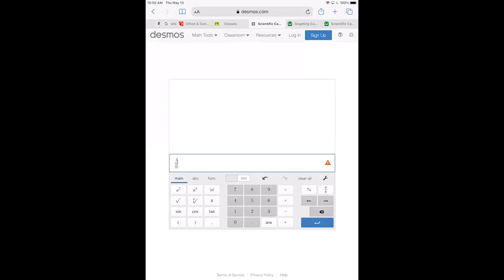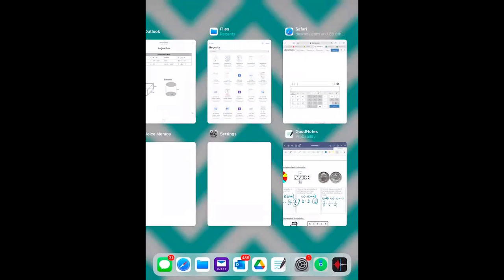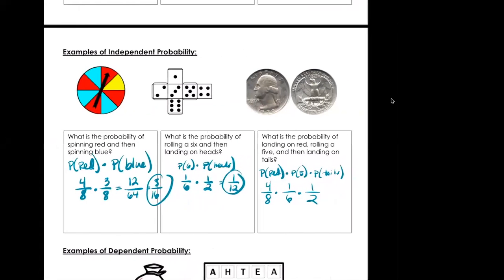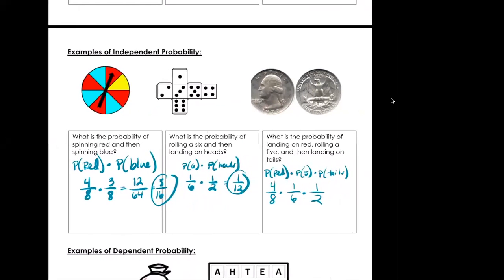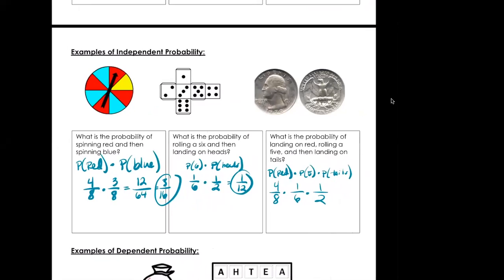Four out of 8 times 1 out of 6 times 1 out of 2. You get 1 out of 24. So the probability of spinning red, rolling 5, and getting tails, if you do all these 3 things back to back to back, is 1 out of 24.